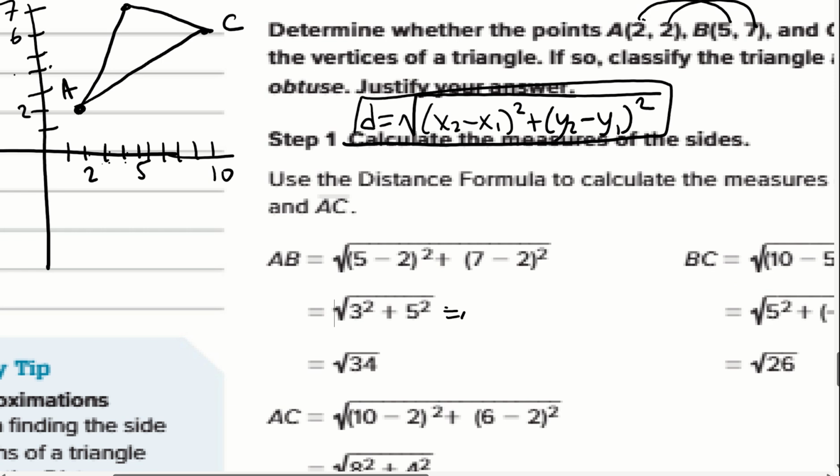So we got square root. 5 minus 2 is 3. 3 times 3 is 9. 5 times 5 is 25. 9 plus 25 is 34.